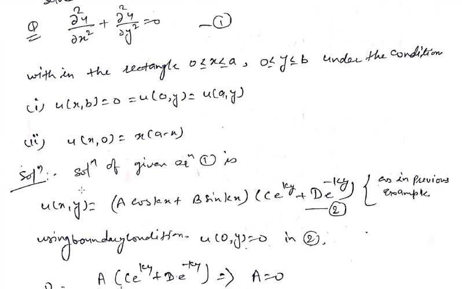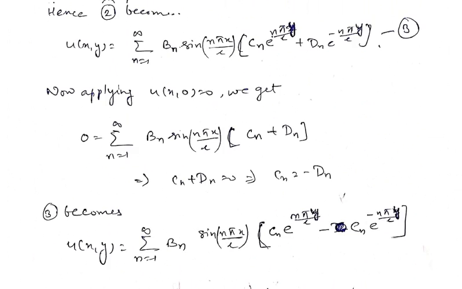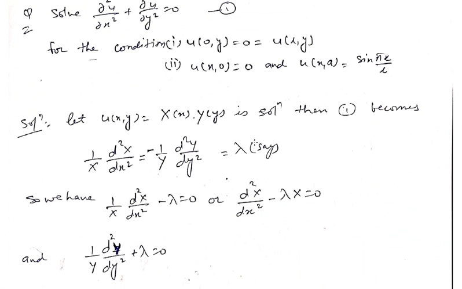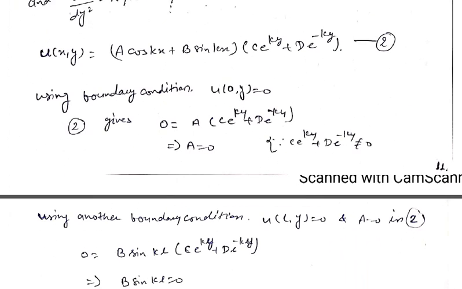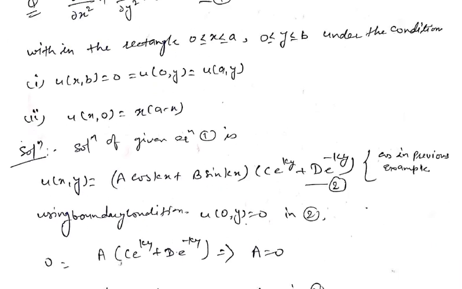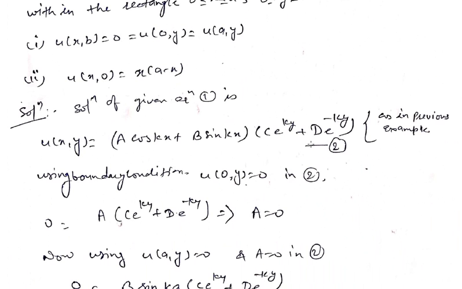Let's take u(x, y) equals X into Y as its solution. Similarly, using the process we adopted in the previous example, taking u equals X into Y, we can get the same solution for the second problem, as in the previous example we solved. So here we apply these boundary conditions. First we apply u at x equals 0, u(0, y) equals 0. Applying this condition we get A equals 0. After that we apply at x equals a, u(a, y) equals 0.